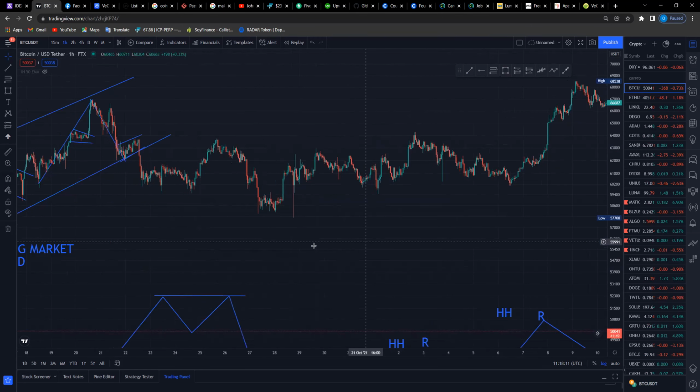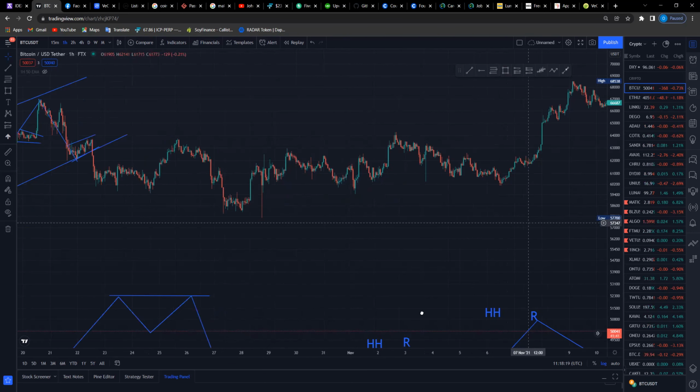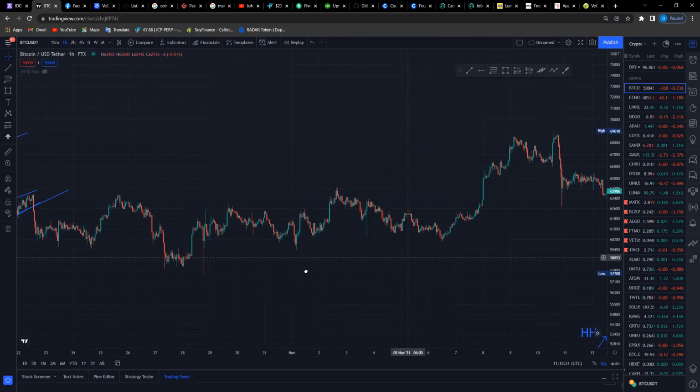So, I said there's a pattern within a pattern. All of this place now started ranging. It's ranging around there, started ranging here. And what happened? It broke out.